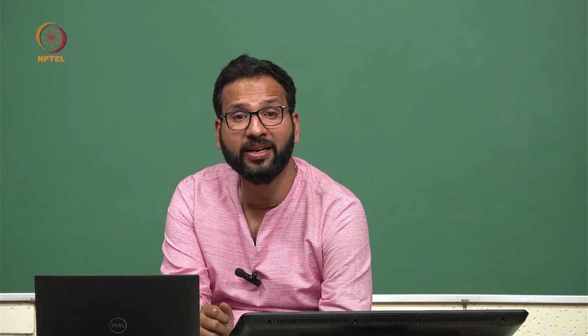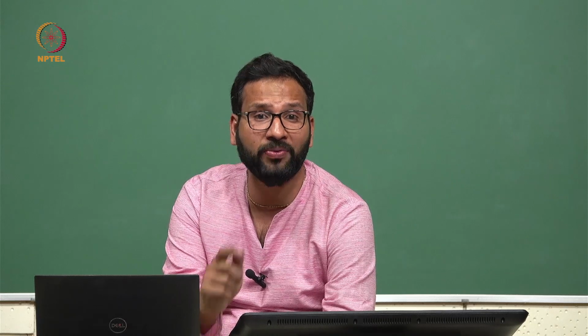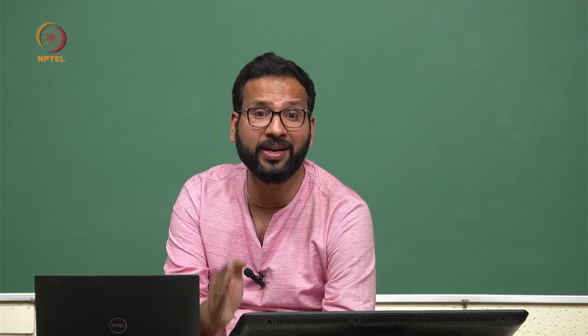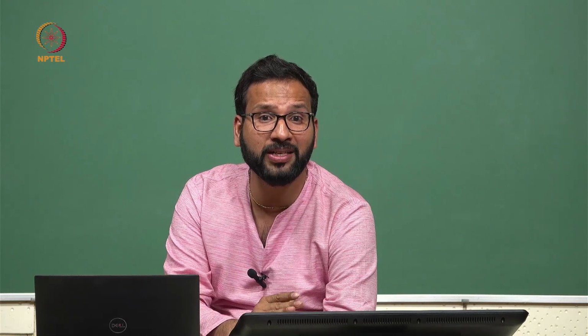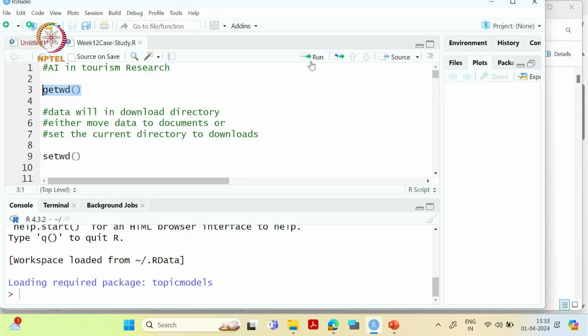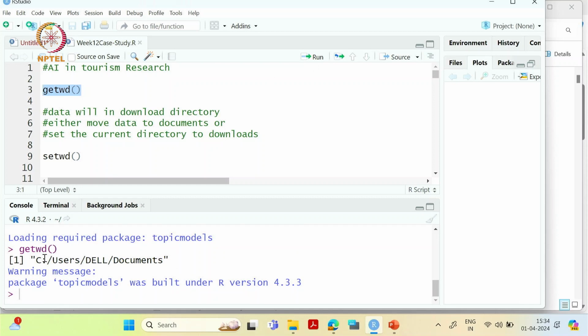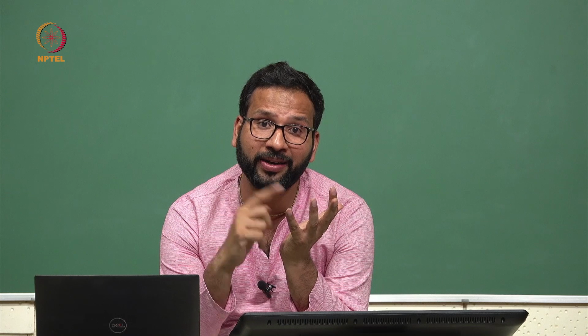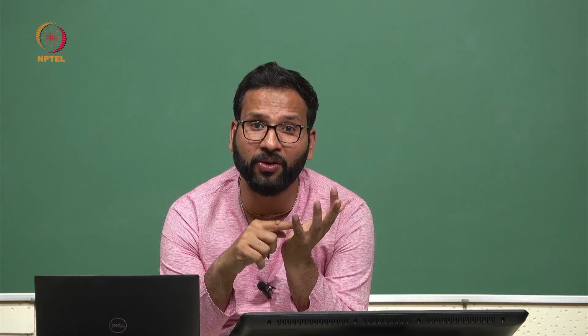The very first thing for doing the analysis in R is to check what directory we are in. How do we check the directory? Using the function getwd. We'll call this function, and it shows that my directory is the user Dell Documents directory. So now I have two options. Either I change the directory to Downloads because my data is downloaded in the Downloads directory, or I move that data to the Documents directory.